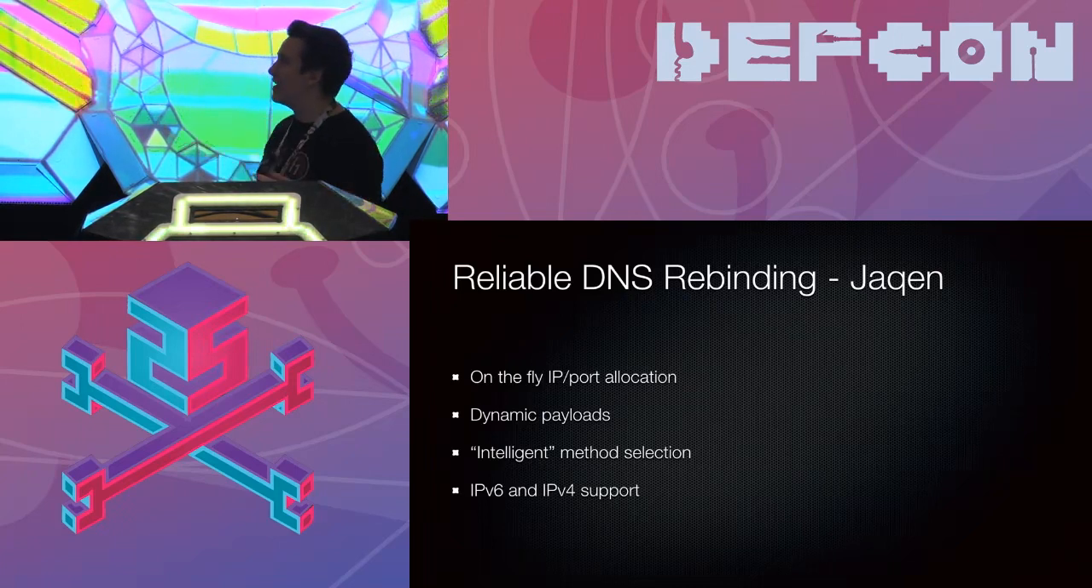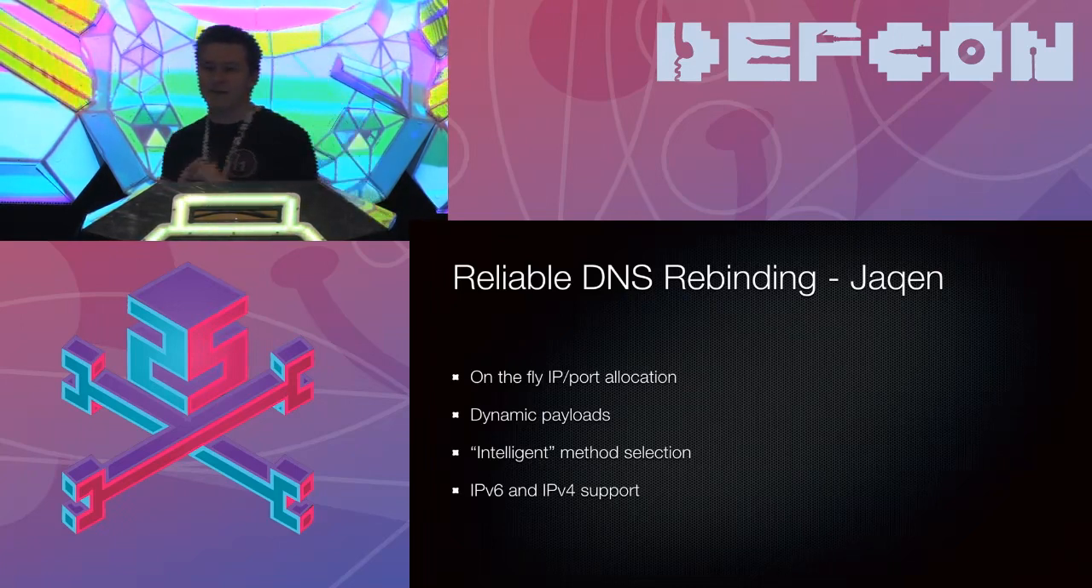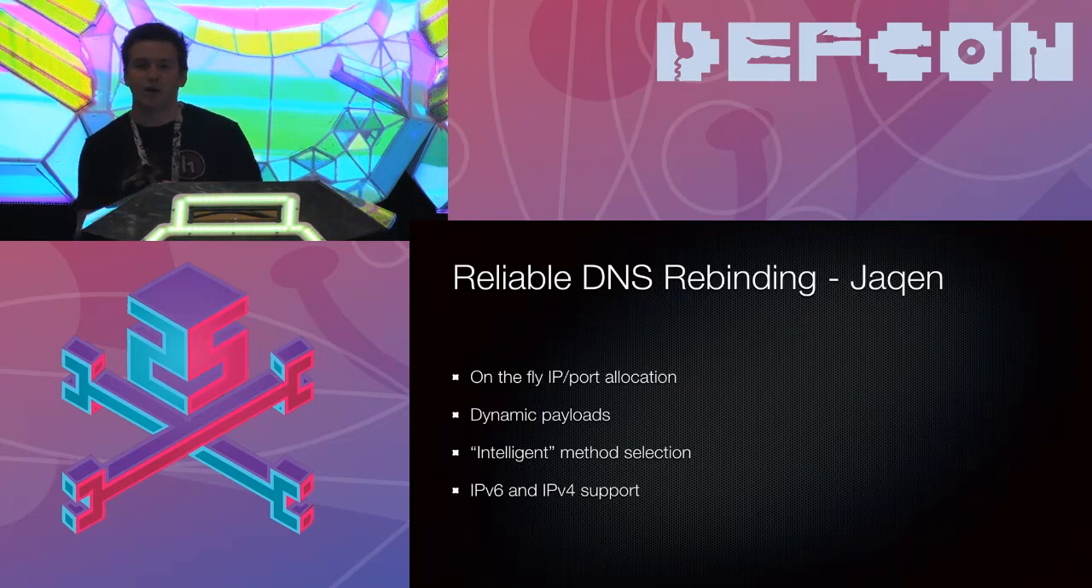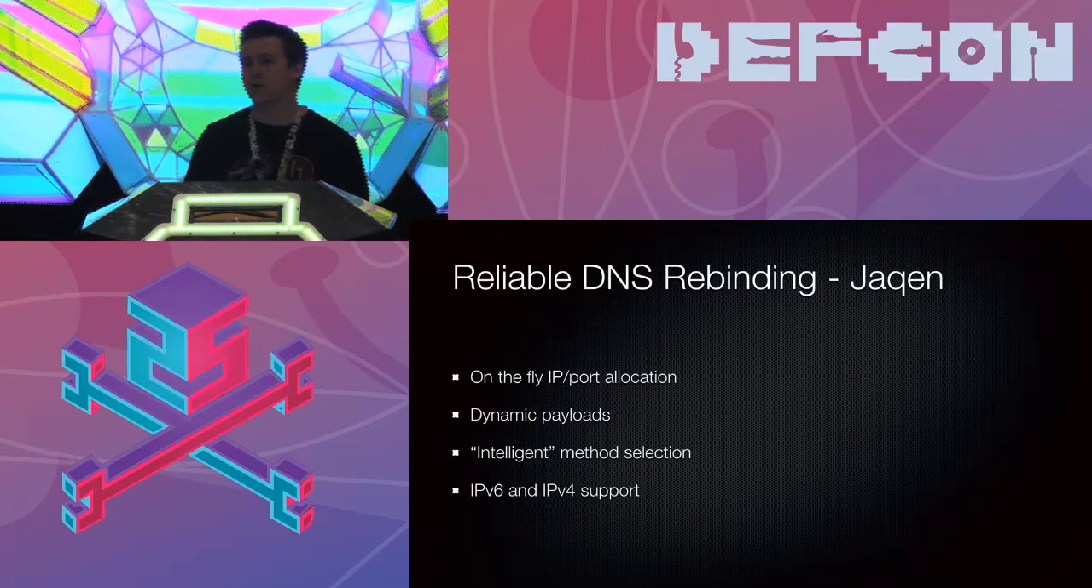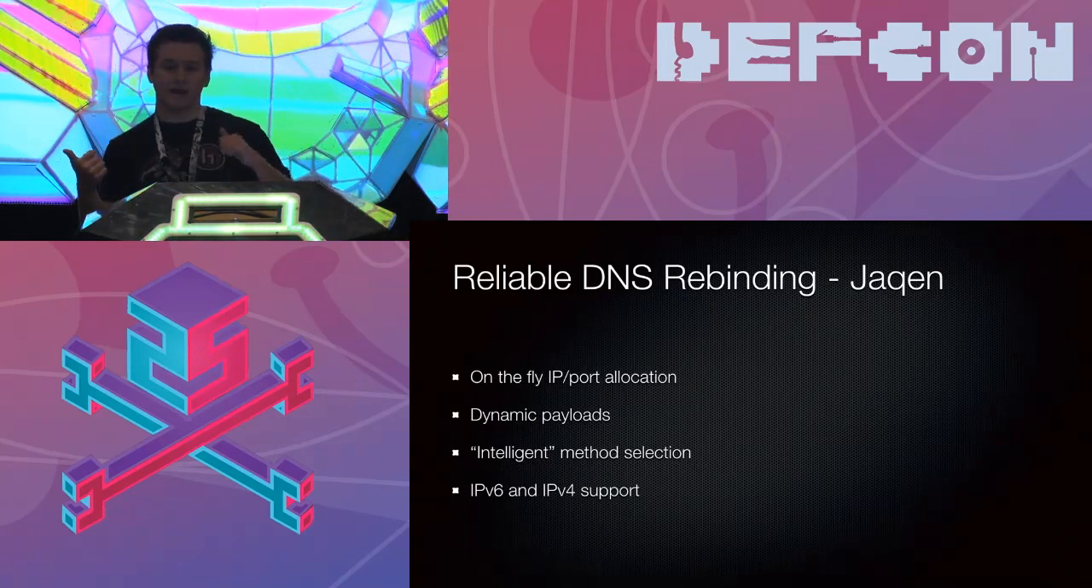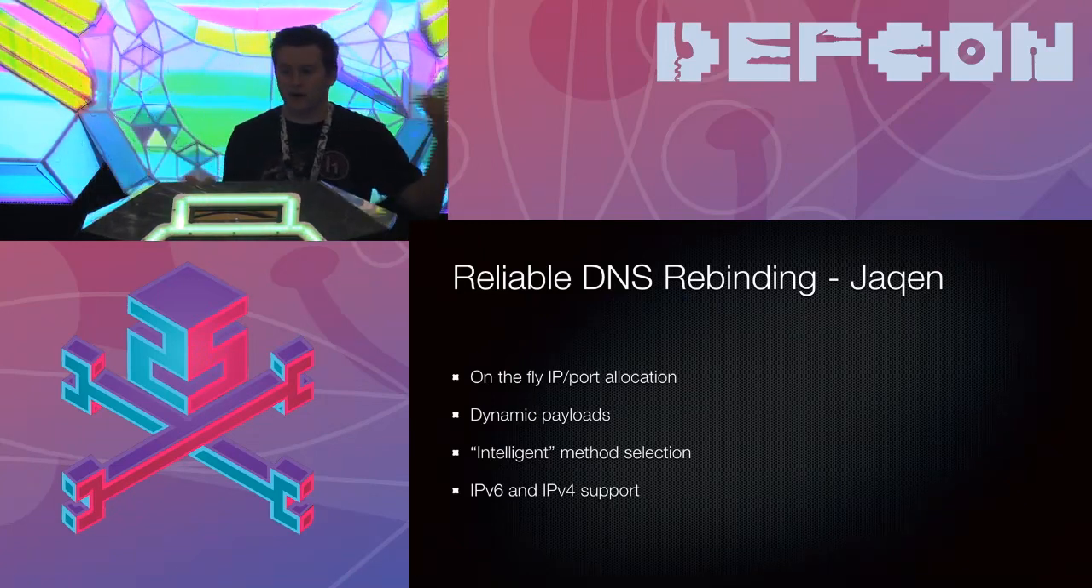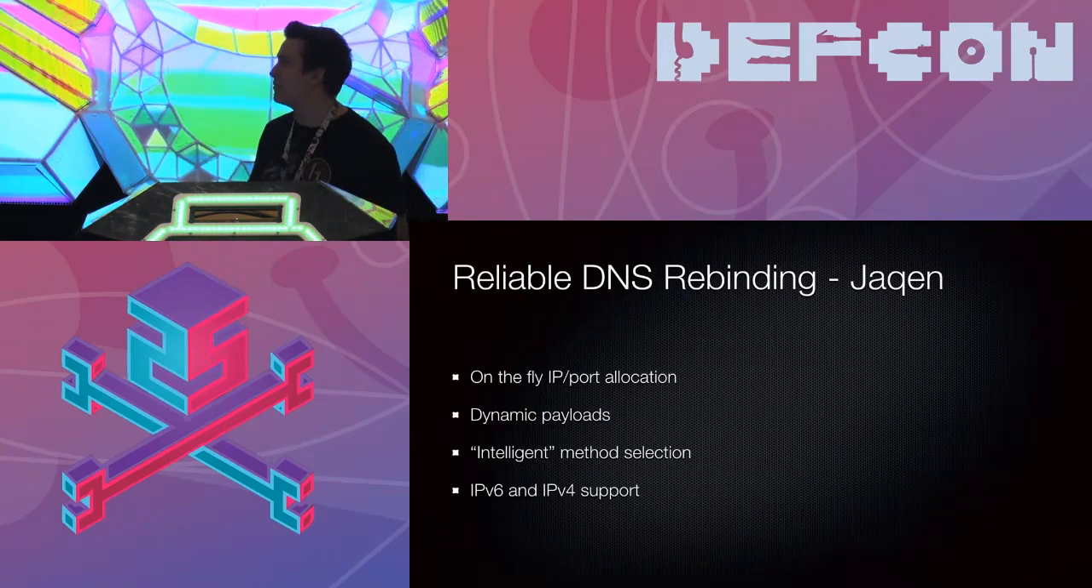We want to avoid all of that. We want to do basically on-the-fly IP and port allocation. So when I have a request come in that I want to attack this server on this port, the server goes, okay, give me a second, grabs an IP, grabs a port, and triggers that.